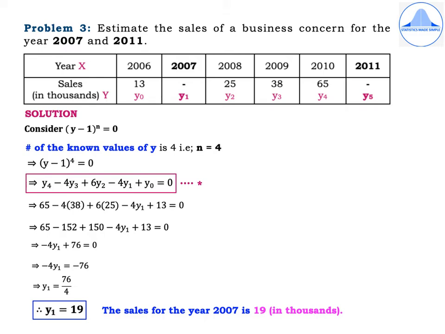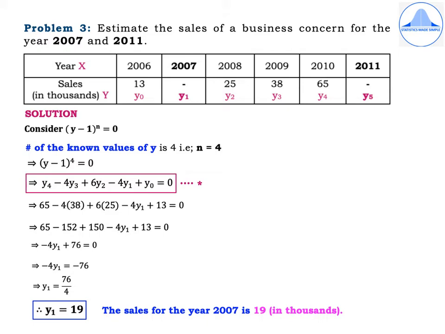Problem 3. Estimate the sales of a business concern for the year 2007 and 2011. The years are 2006, 2007, 2008, 2009, 2010 and 2011. Sales in thousands are 13. Then you have the missing sales, blank, 25, 38, 65, and another missing sales, which is also denoted by a blank. So mark the first row as X, the second row as Y, and mark the Y terms Y0, Y1, Y2, Y3, Y4 and Y5 in the table.